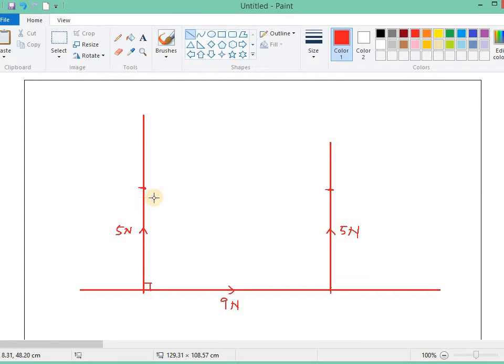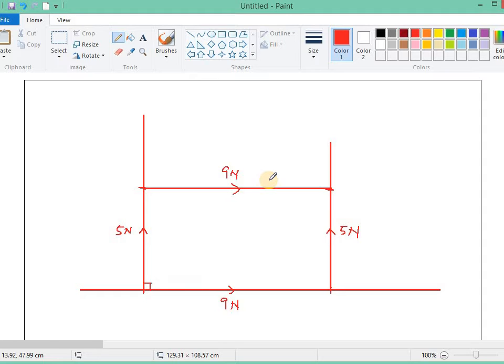And then we draw a line to connect between these 2 points. So this one is going to be 9 centimeter also. If your drawing is accurate, then you can also get 9 centimeter. This one also 9 Newton. This line also represents 9 Newton.